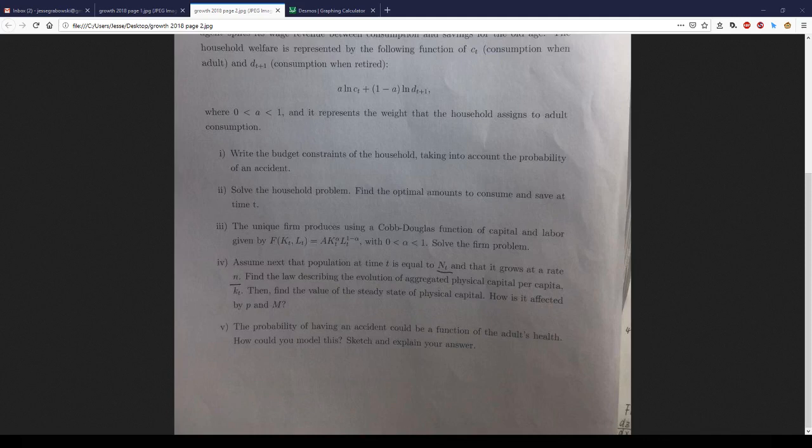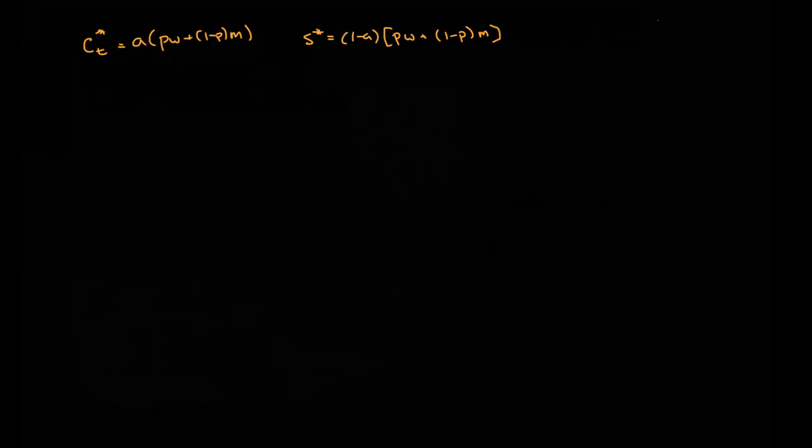Hello everybody, we're moving on to problem number 3 on the 2018 final. We're told that we have a firm that produces using this Cobb-Douglas production function, and it asks us to solve the problem of the firm. So essentially we want to find the wage and the interest rate, because that'll solve the problem of the firm.